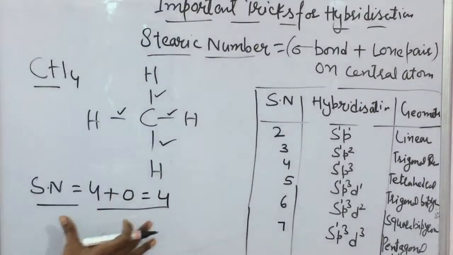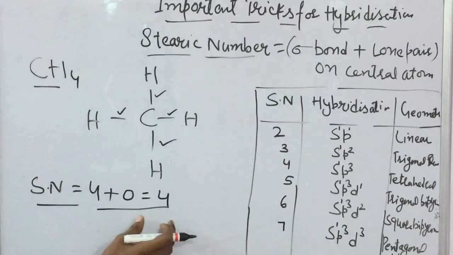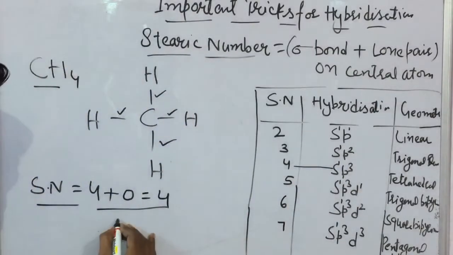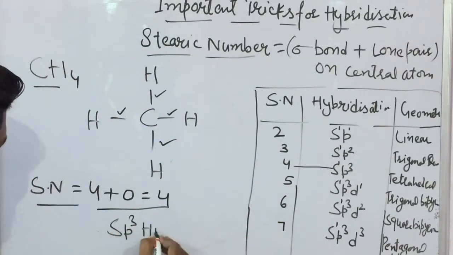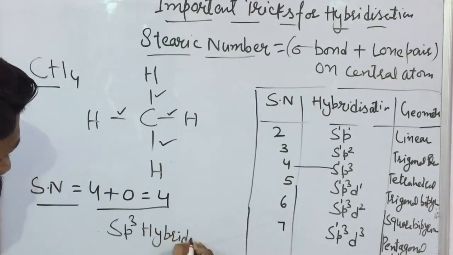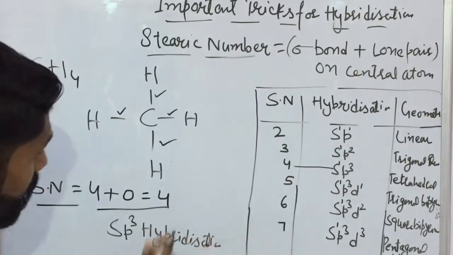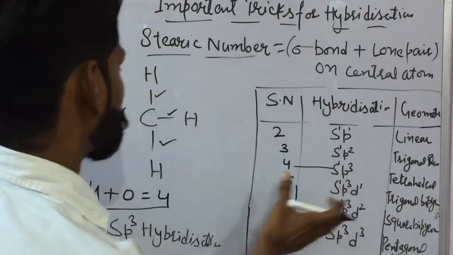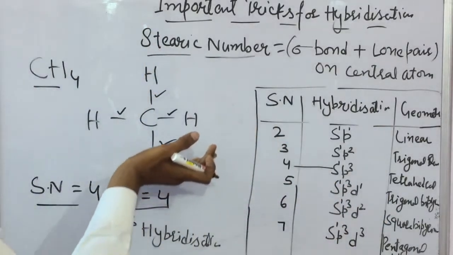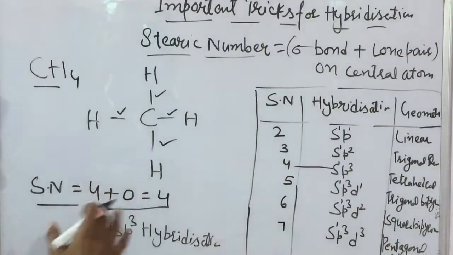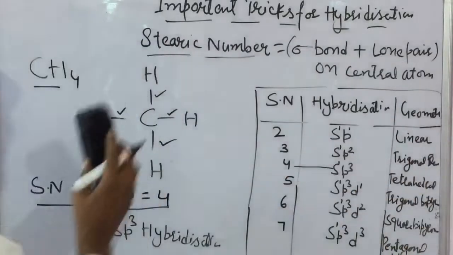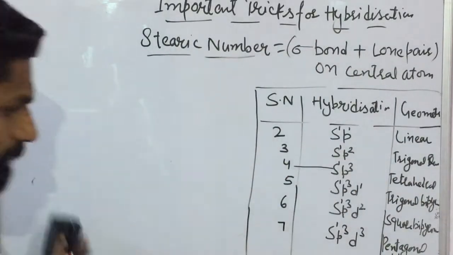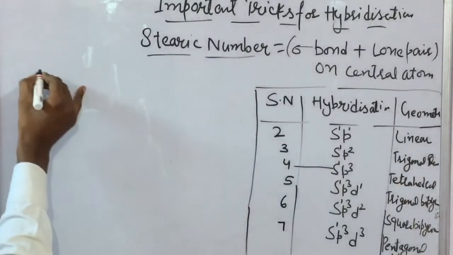The methane structure has steric number 4, so the hybridization of this structure comes to sp3. So we have to draw this table, and we can calculate the hybridizations for all structures. Let us take some more examples. Let us take one example like PCl5.